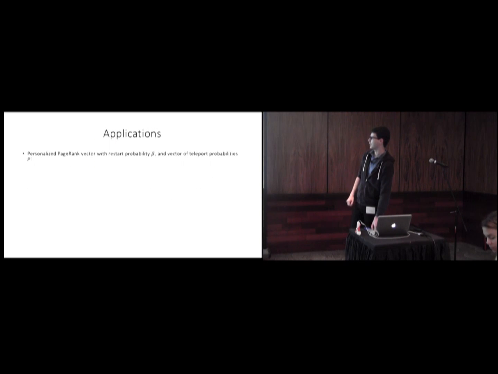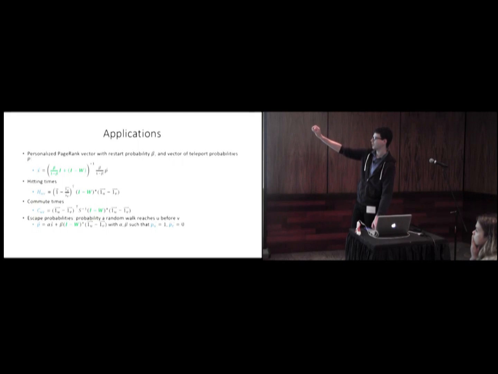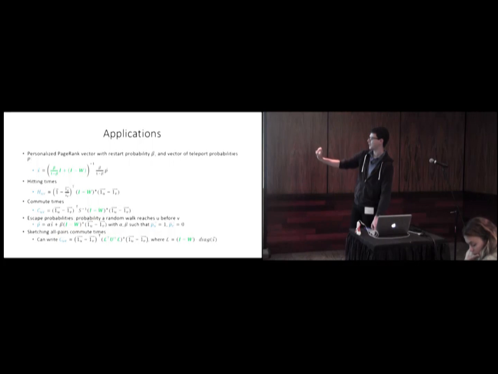Okay, so we have applications for our solver. We can compute all sorts of quantities associated to random walk matrices. We can compute personalized PageRank vectors, hitting times, commute times, escape probabilities. Notice that all of these quantities involve a solve involving an RCDD matrix, right? And we can also sketch all pairs commute times, just because we have this nice formula which involves a quadratic form in the harmonic symmetrization. And this we can sketch using known techniques, the ones that we use for sketching effective resistances.